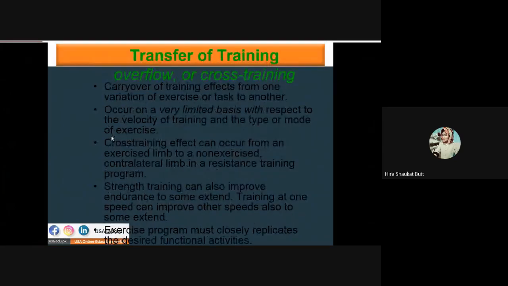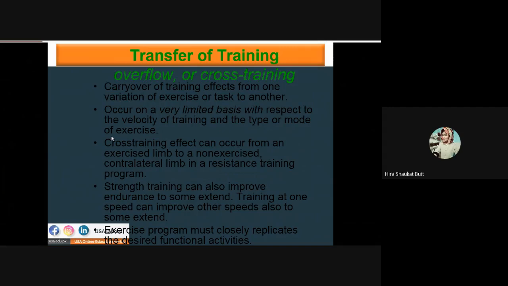Then comes transfer of training, or overflow, or cross training. This is basically the carryover of training effects from one variation of exercise or task to another. For example, if the patient is doing one task to improve functional capacity, and you want to switch the person from one exercise to another exercise, then the training effects of exercise number one must be carried over into the second exercise as well.